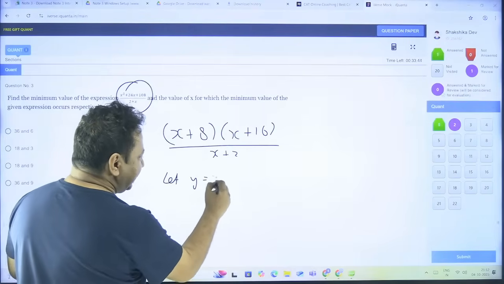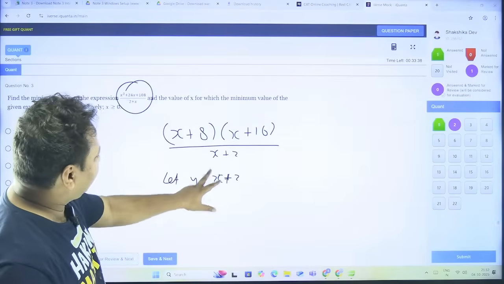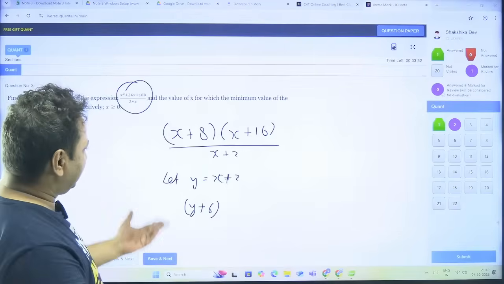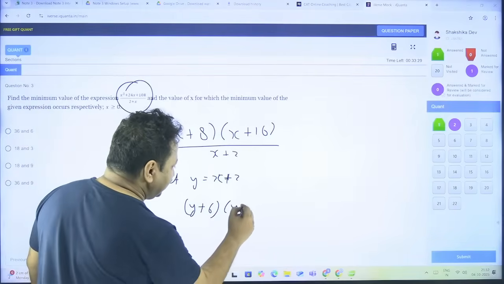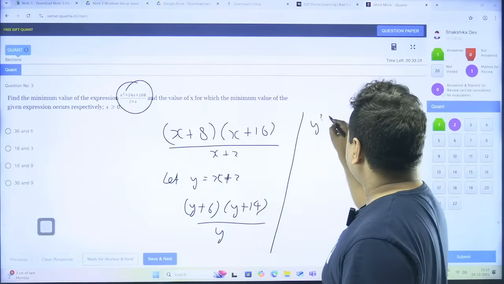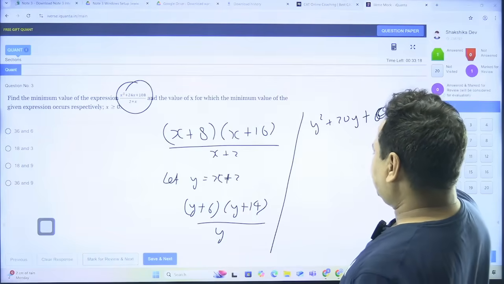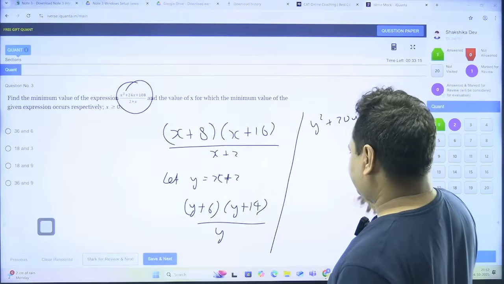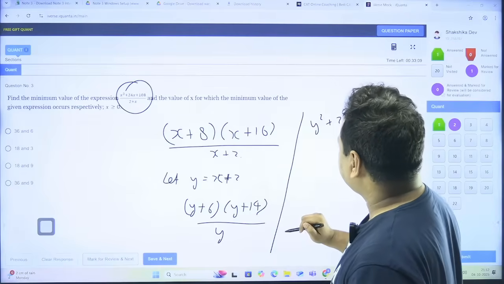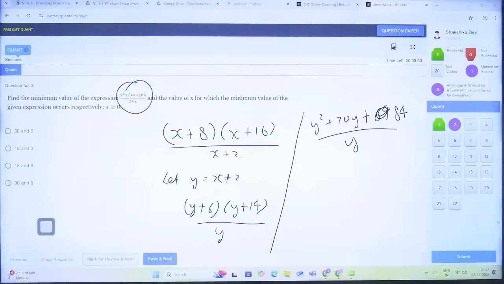I'll assume x plus 2 to be a single variable so that we don't get confused. Let it be y. x plus 2 is y, then x plus 8 will be 6 more, y plus 6, and x plus 16 will be how much? 14 more, that is y plus 14 whole upon y. Wow. Now it's good. Now I expand this: y square plus 20y plus 84. Did I do something wrong here? y plus 6, x plus 2. Okay, that's great. Whole upon y is what I have now.